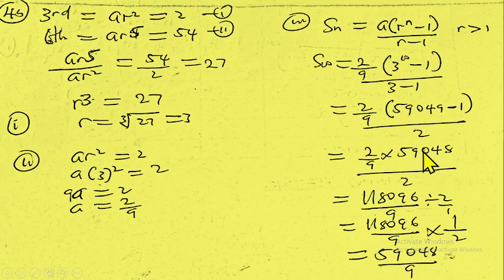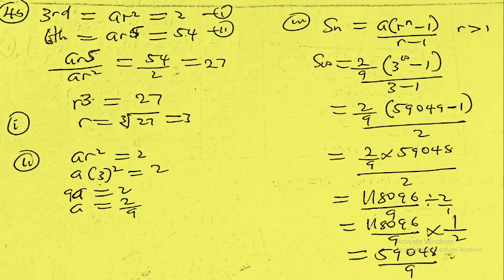From there, 59049 minus 1 will give us 59048 times 2 over 9 over this 2. Then from there, 2 times this will give us 118096 divided by 9, then divided by this 2 over 1, which you can change to times. That gives us 1 over 2. Then the 2 can go into this, so we have 59048 divided by 9.